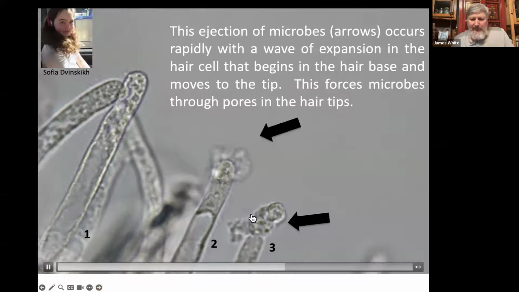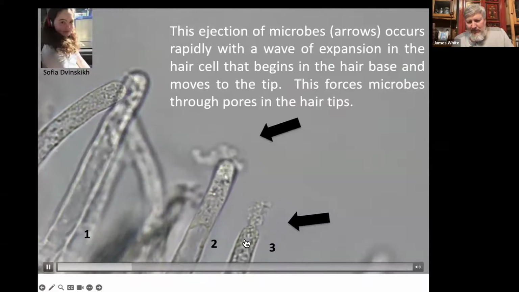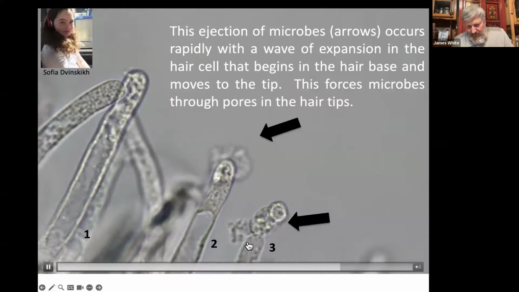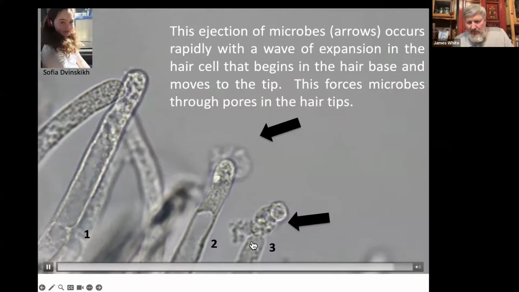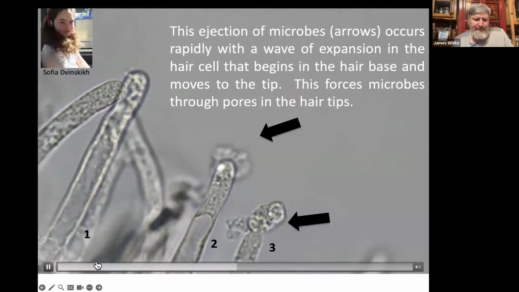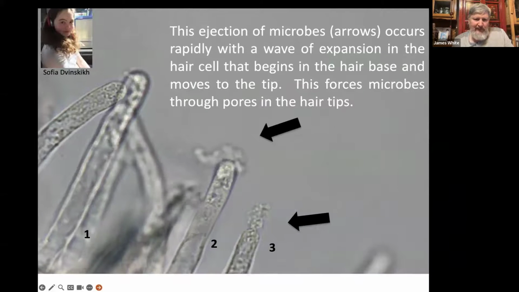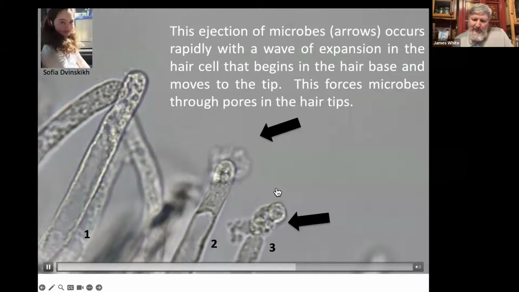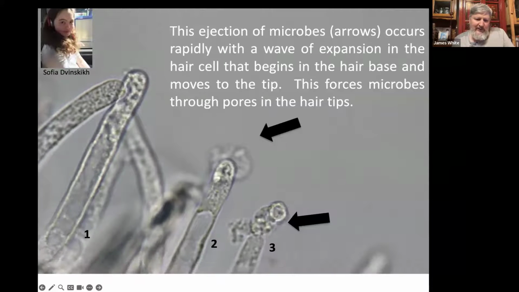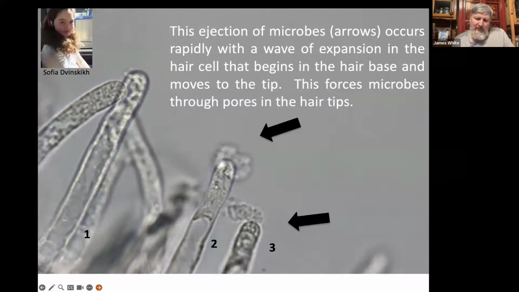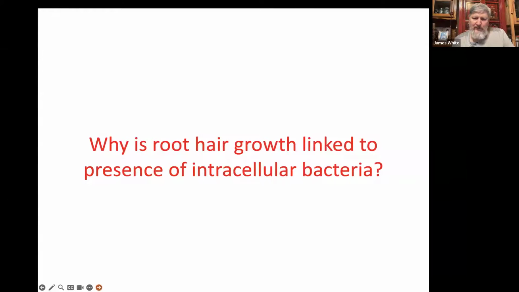This is a tomato showing ejection. You can see the root hair tip, and you can see there are actually three pores down here. There are little pores where the bacteria are going out. And then a little exudate comes out with this, and these would reform their cell walls and go out into the soil and acquire new nutrients.